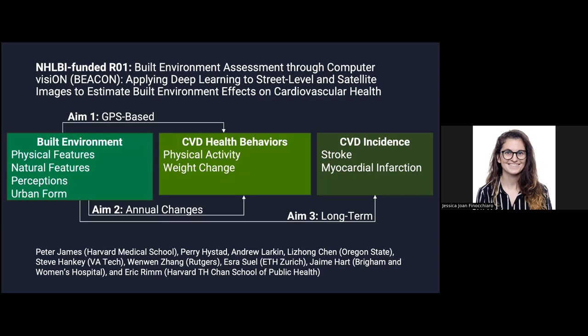And so we're taking all of those exposures and creating these rasters and then linking them to both the GPS data that I spoke about earlier, but also residential addresses, and seeing how those exposures are related to health behaviors, self-reported health behaviors like physical activity and weight change over time, over decades, and also cardiovascular disease incidence, so stroke and heart attacks, right? So more to come there.